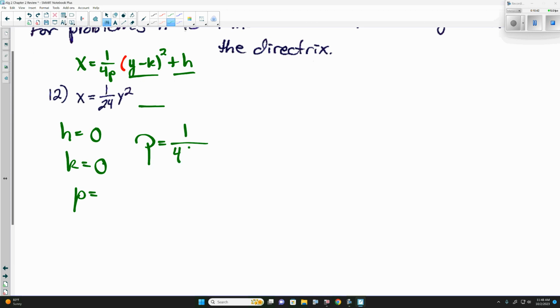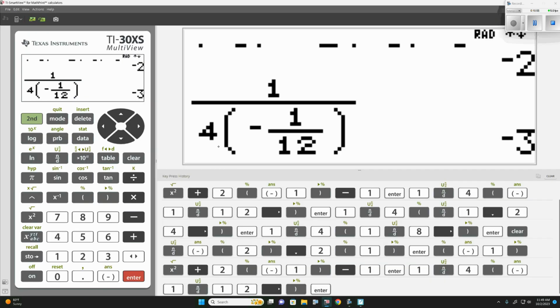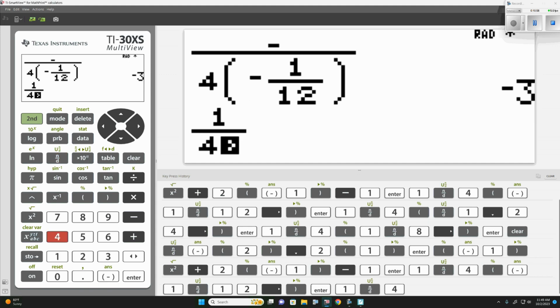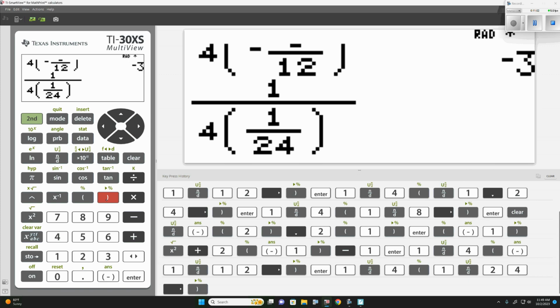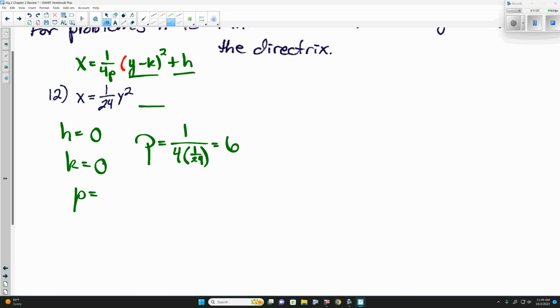Now our p value is 1 over 4 times whatever's in front of our term being squared, which in this case is 1/24. So we have 1 over 4 times 1/24. Now we can plug this into the calculator. 1 over 4 parentheses 1 over 24. Hit enter, and we get 6. So the value p in this case is 6. Questions on how we found any of this here?